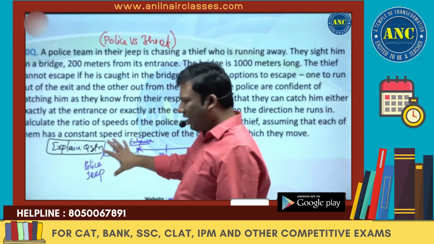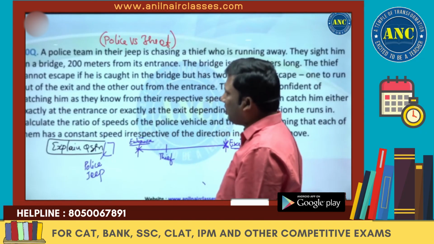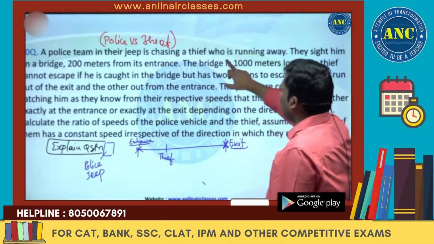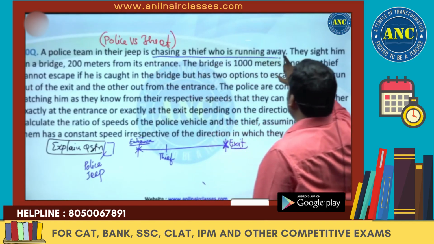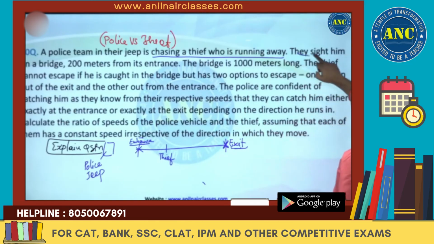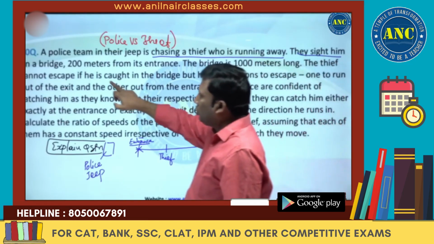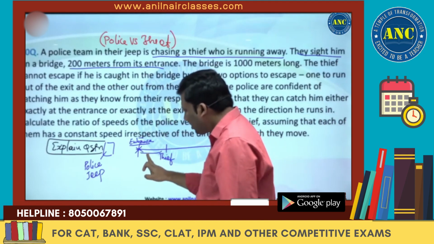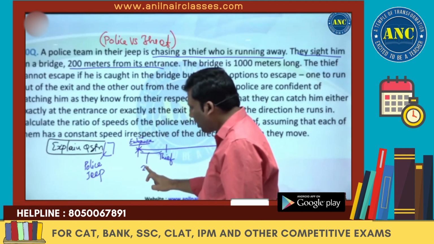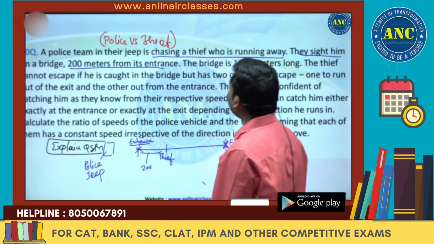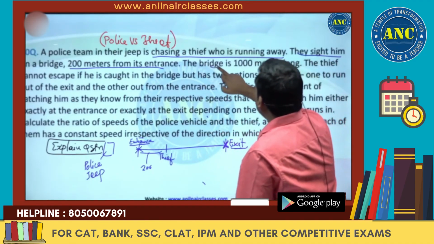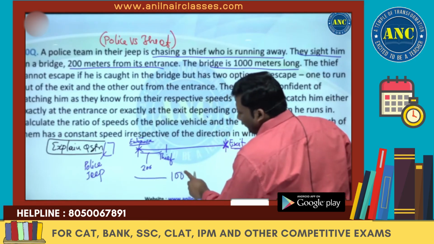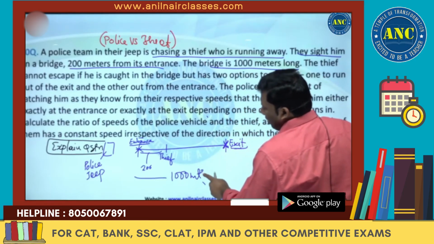You will understand it. I have explained the synopsis of the question. A police team in their jeep is chasing a thief who is running away. They sight him on a bridge 200 meters from the entrance. This distance is given as 200. This is also clear. The bridge is 1000 meters long. This is also given.